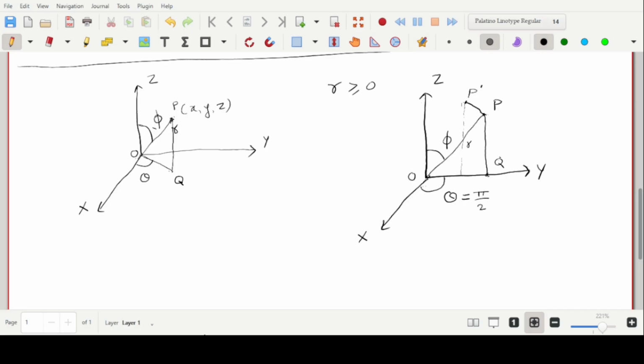Alright, let it be Q prime, also lying on the positive y-axis, and therefore the angle that this Q prime makes with the positive x-axis also will be pi by 2. So this holds for all points.